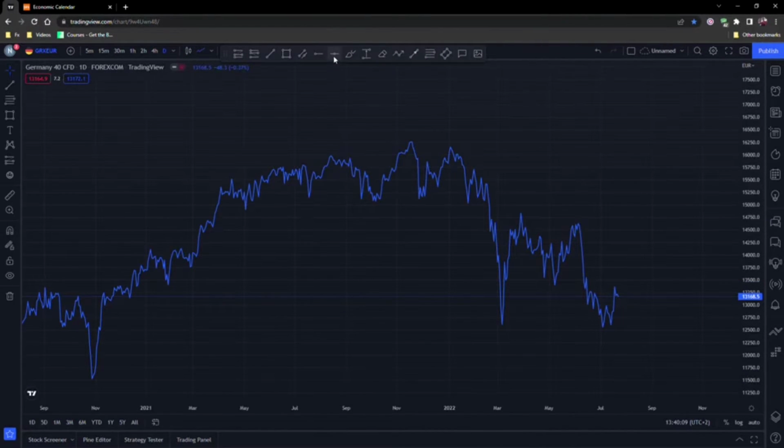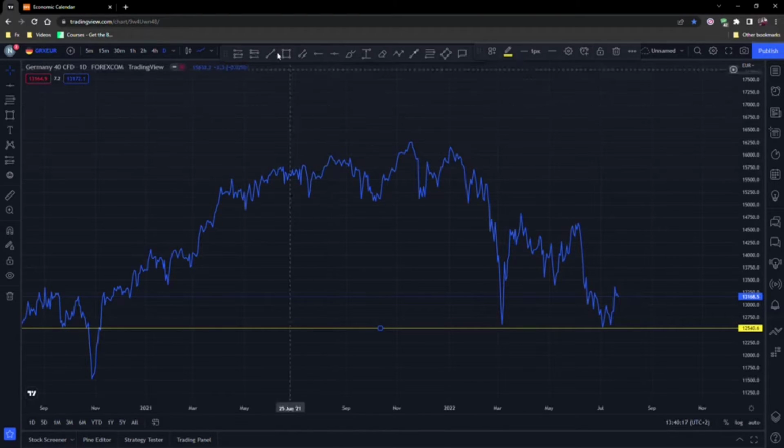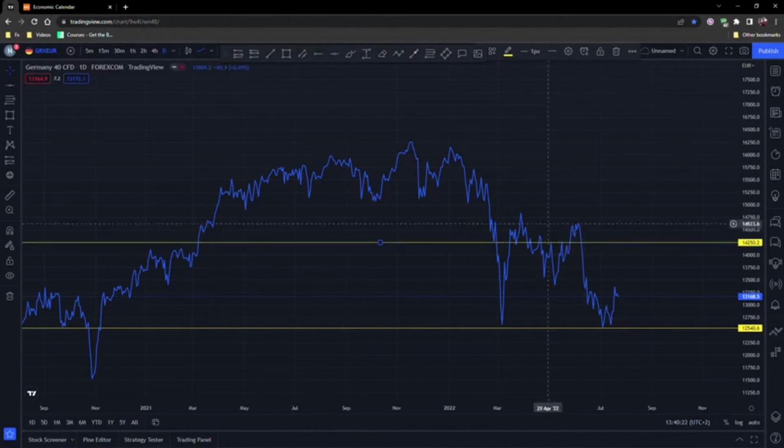Now we'll be looking at German 40, and we'll place our low just there. By the way, these are expected lows. The market might hit them and create new lows and new highs depending on market movement. But now let's go to the 4-hourly.